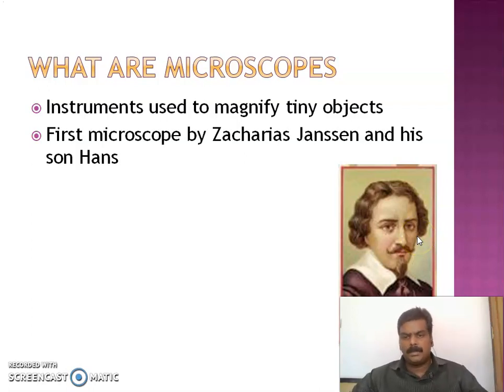Microscopes were first invented by Zacharias Janssen and his son Hans. A microscope always deals with magnification of tinier objects. This is achieved by magnification and improving the resolution.